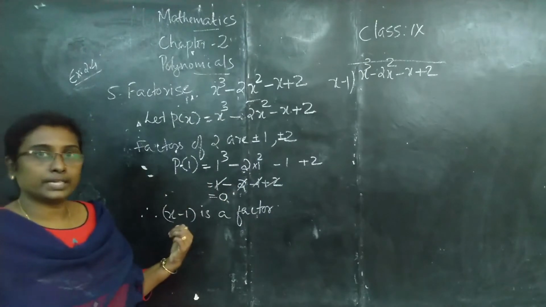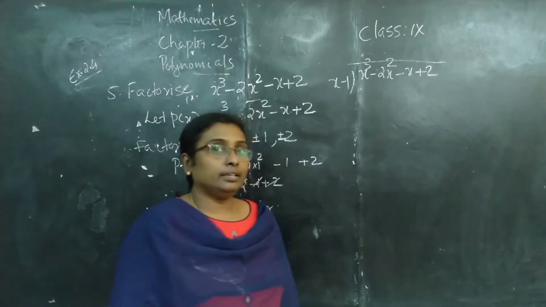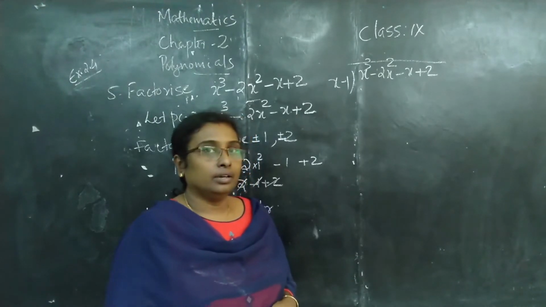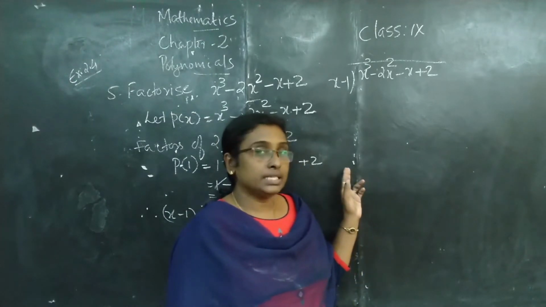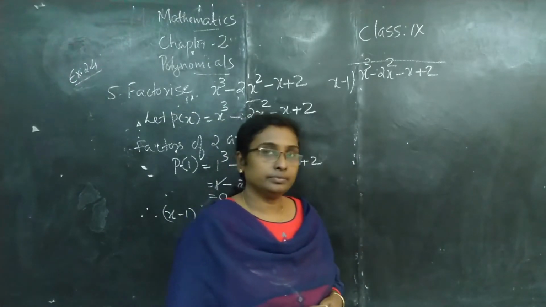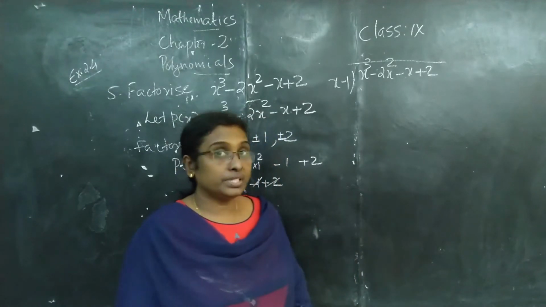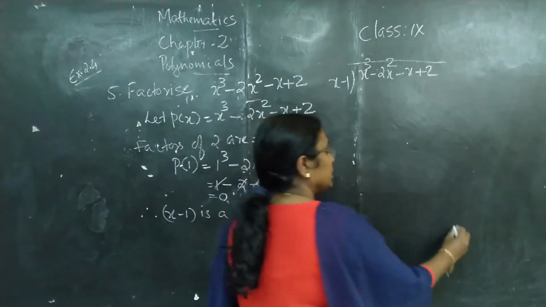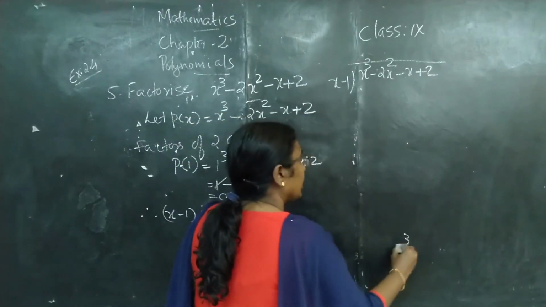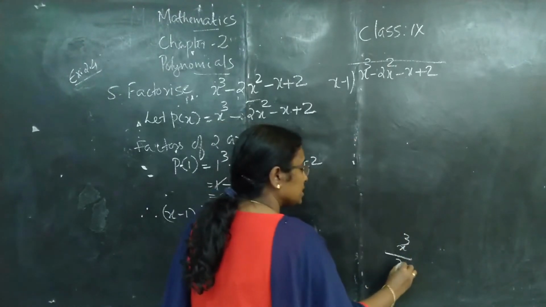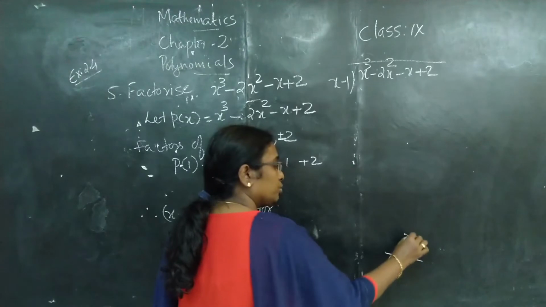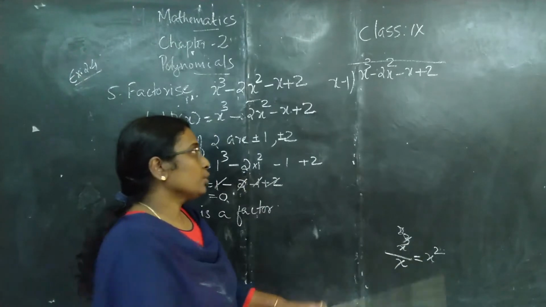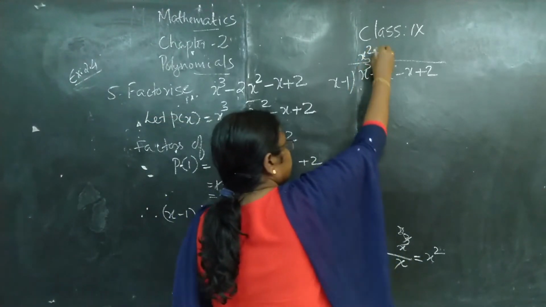x minus 1 is this factor. We already studied the division of a polynomial by another polynomial. I explained the step-by-step procedure for division. How can we divide this one? First we divide the first term of the dividend by the first term of the divisor. That is x cube by the first term of the divisor, x, equals x cube, x gets cancelled, we get x square, isn't it? This x square is the first term of the quotient.